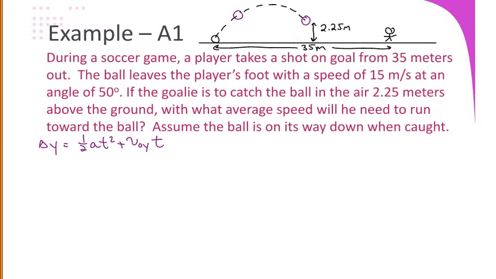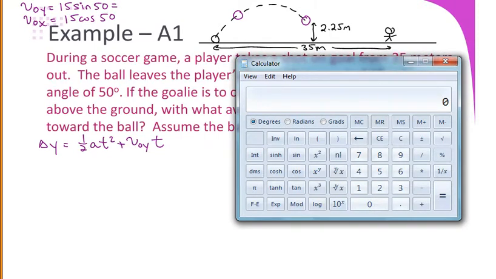So maybe the first thing really we want to do, which again we often want to do at the beginning of a problem when we have a projectile kicked at an angle, is to calculate what its initial x and y components are. So given that the initial speed of the kick was 15 and it was kicked at a 50-degree angle, we can calculate the initial y component from 15 sine of 50 and the initial x component from 15 cosine of 50. So let's go ahead and calculate that.